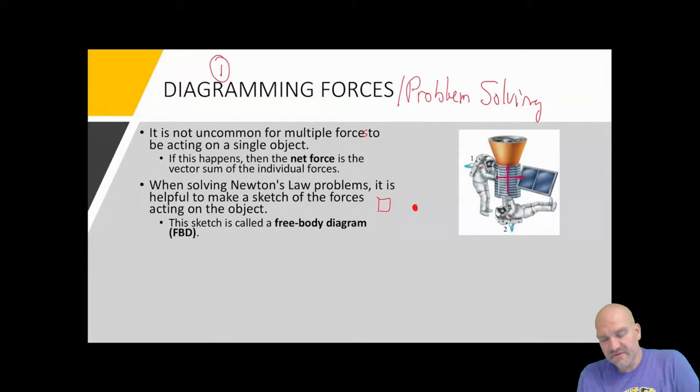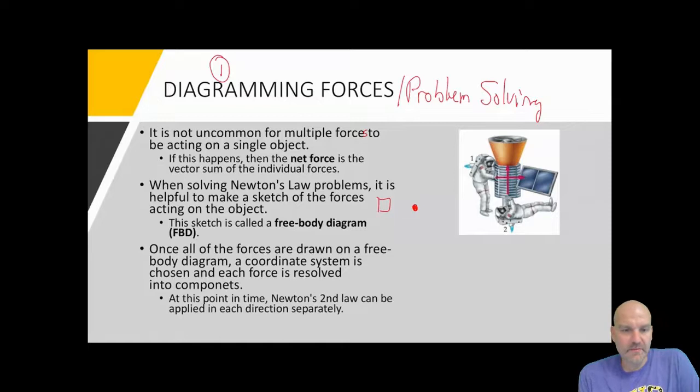Now, you do have to be careful, because if you have forces at an angle, if you're on an inclined plane, not to draw the components. You're only going to draw those forces that they're asking you, or that you know are acting on the object. The components, yes, are acting on the object, but they are not the force that is acting. It is the total force that is acting on the object. Okay? So once you have all the forces drawn, then you can choose a coordinate system which will help you resolve forces into components. So at this point in time, Newton's second law will be applied separately in each direction.